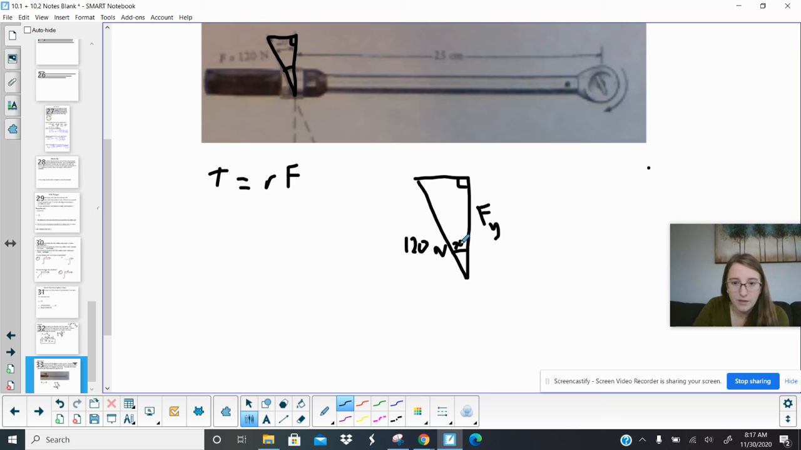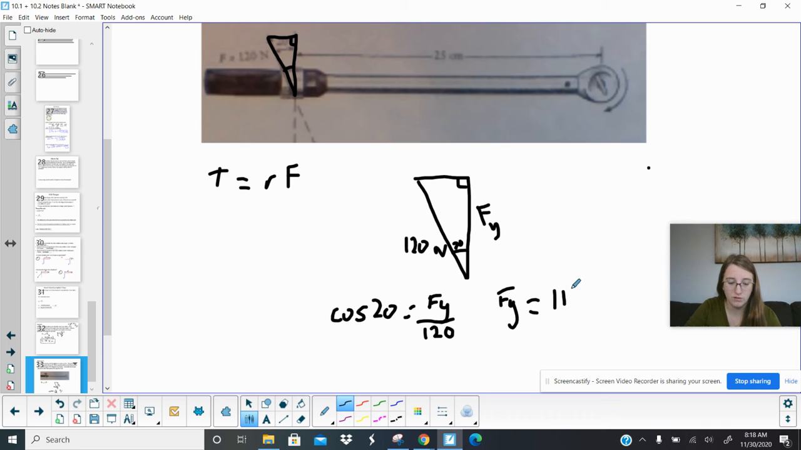So that should be cosine, right? I'm going to go ahead and do the whole thing just so we can see it. We've got cosine 20 equals the force that we want over 120. So the force that we're going to use in our formula is going to be 120 cosine 20. So it's going to be 112.76. This is the force we have to use, the one perpendicular. Notice this is a right angle right here as well. Here's my object. Here's the force component that I want.